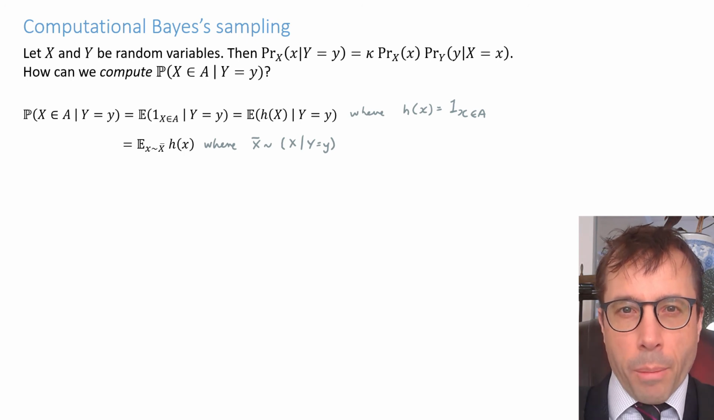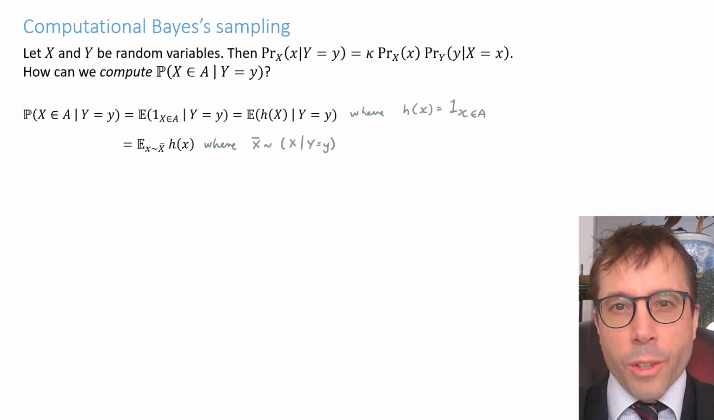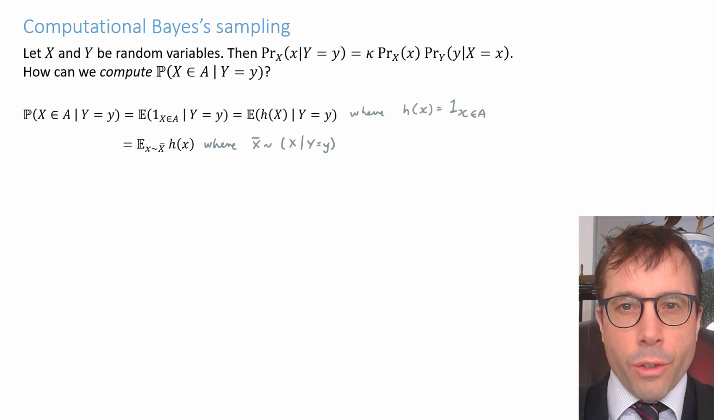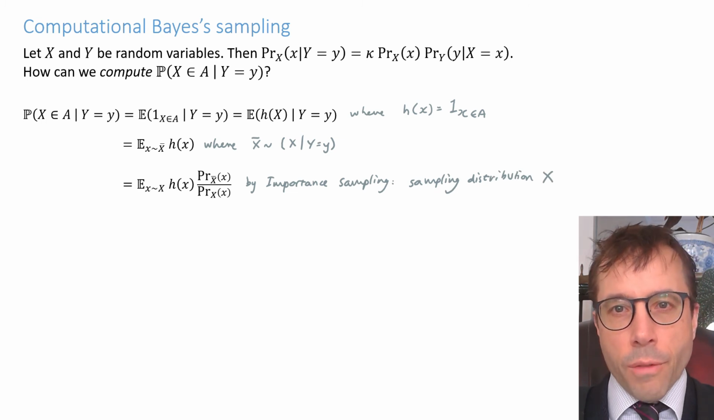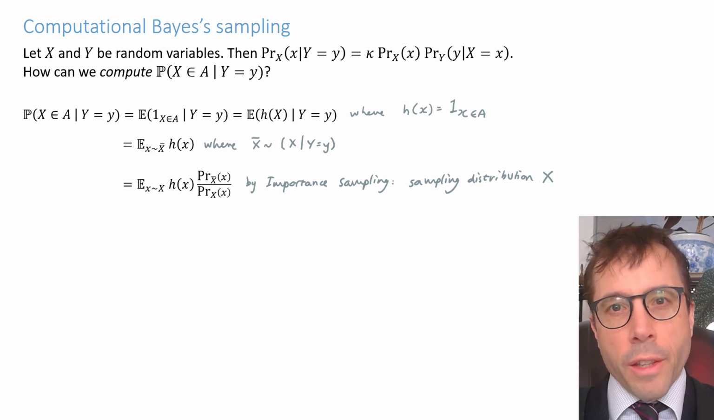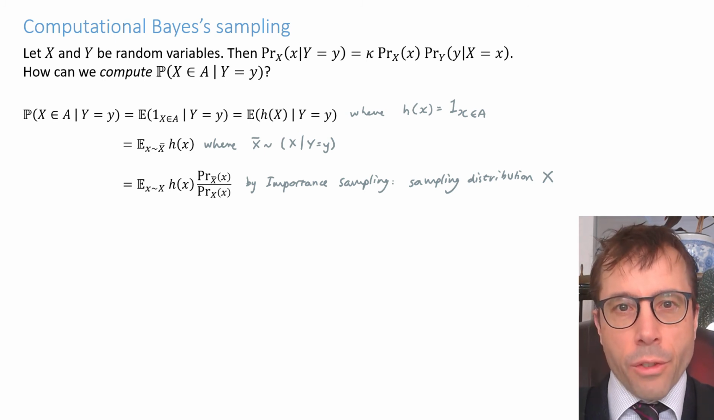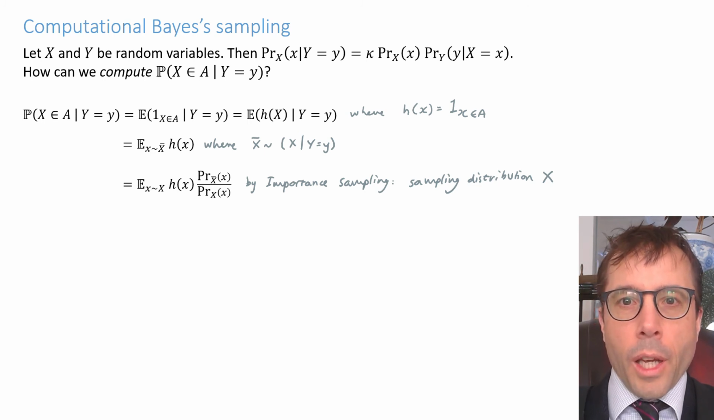If this seems like black magic, I suggest you just write it out explicitly as an integral, and you'll see that there's nothing funny going on here. There's no cleverness. It's just two different notations for exactly the same thing. Next, importance sampling. Importance sampling says that instead of taking the expectation over the distribution x bar that I really want, I'm allowed to take the expectation over any other sampling distribution as long as I stick in the proper correction factor. Here I've chosen the sampling distribution to be x itself.